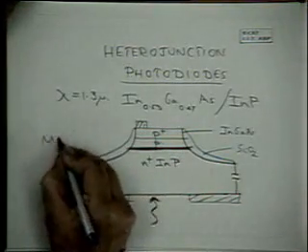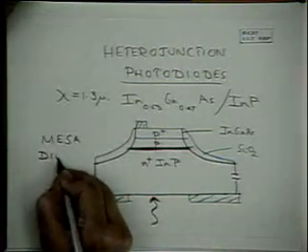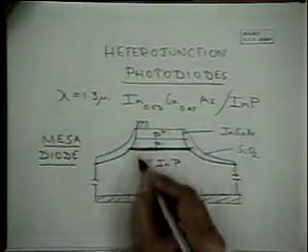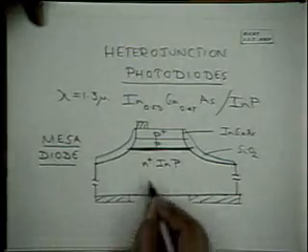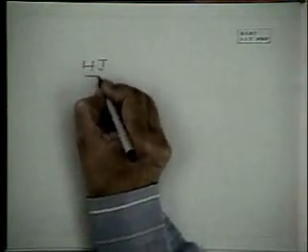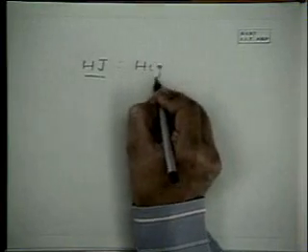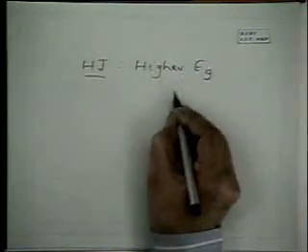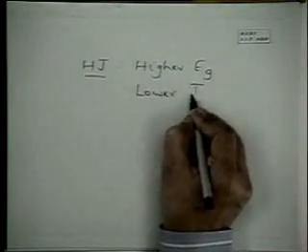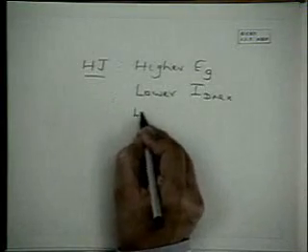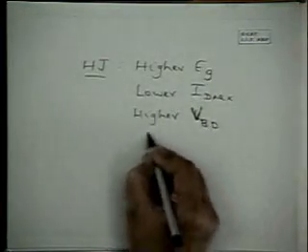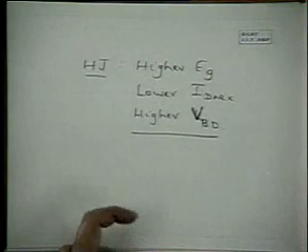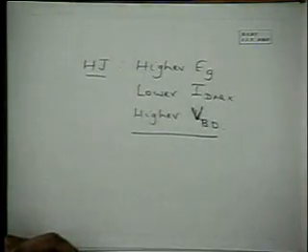The reason this is a mesa diode, and the reason why one uses this heterojunction photodiode, is that since the band gap is larger for indium phosphide, we have the advantage of the heterojunction. Since we have higher Eg, we have lower dark current and higher breakdown voltage, VBD. So I'll come to a discussion of these heterojunction photodiodes in detail later.